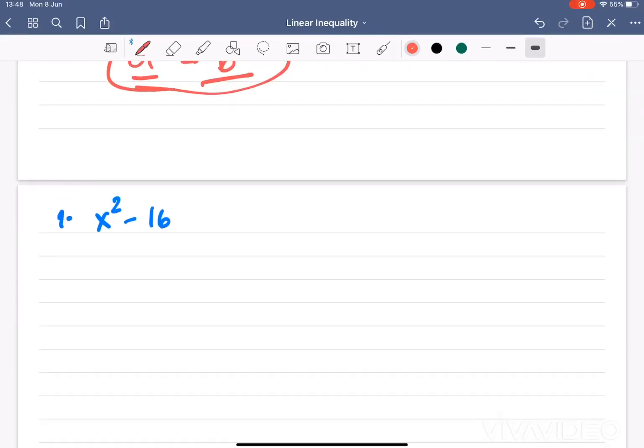Example number 1. We have x squared minus 16. As you have noticed, the first term is being raised to 2, but the second term is not. The operation is difference, which is okay, but the second term is 16. Actually, 16 can be expressed as 4 squared. So this difference of two squares can now be expressed as x squared minus 4 squared.